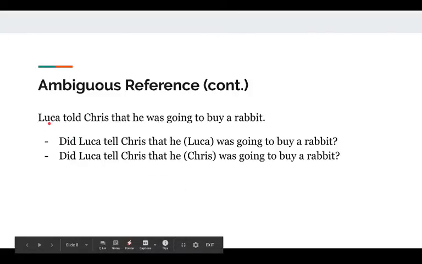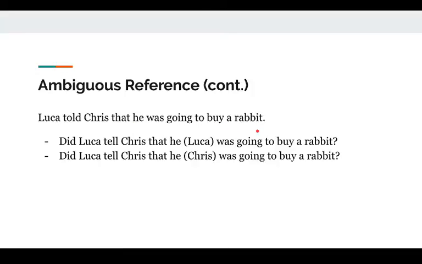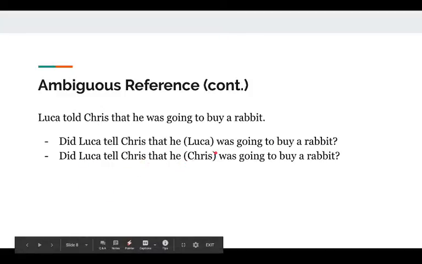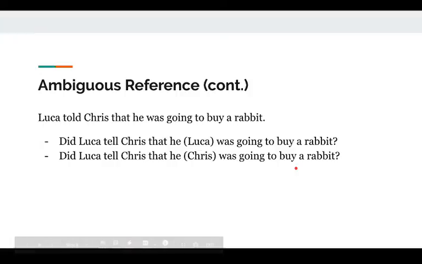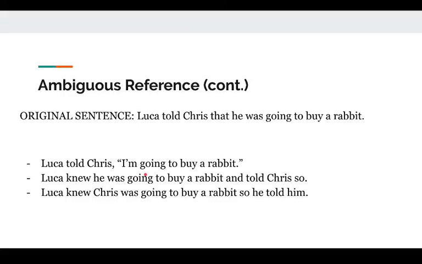Next, we have the sentence, Luca told Chris that he was going to buy a rabbit. This can be interpreted in two different ways. One being, did Luca tell Chris that he, as in Luca, was going to buy a rabbit? Or did Luca tell Chris that Chris was going to buy a rabbit? It might be a little bit confusing, but I'm going to go over it in the next slide. Just to make the confusion more distinct, in this sentence, it's saying, did Luca tell Chris that Luca was going to buy the rabbit? So Luca is telling Chris that he was buying the rabbit. And in this sentence, it's saying, did Luca tell Chris that Chris was the one buying the rabbit?